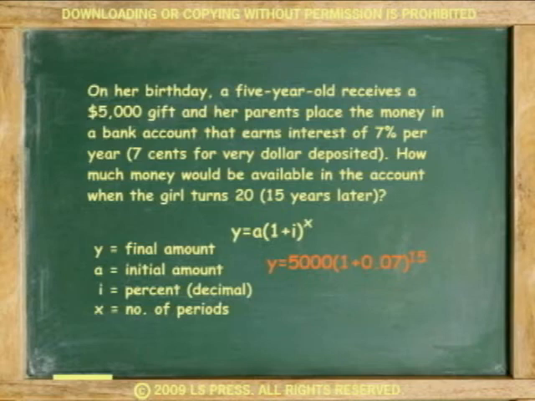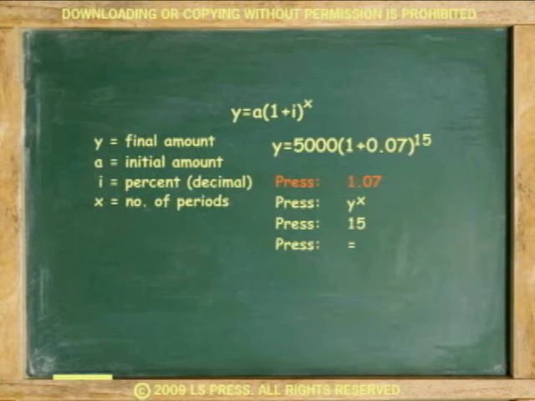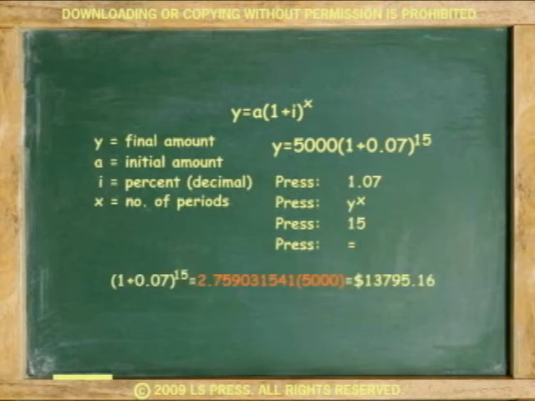Because multiplying 1.07 to the 15th power is tedious, we use the y to the x function of a scientific calculator. Again, we use the TI-35X calculator. Press 1.07. Press y to the x. Press 15. Press equal sign. Multiply answer by 5,000.